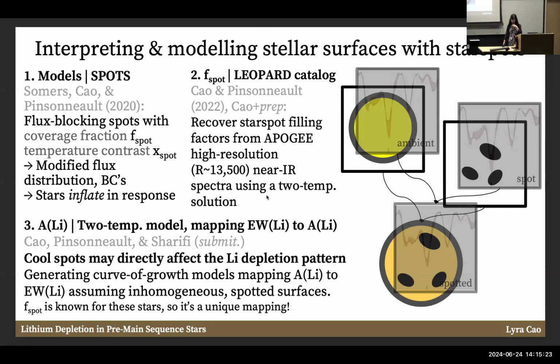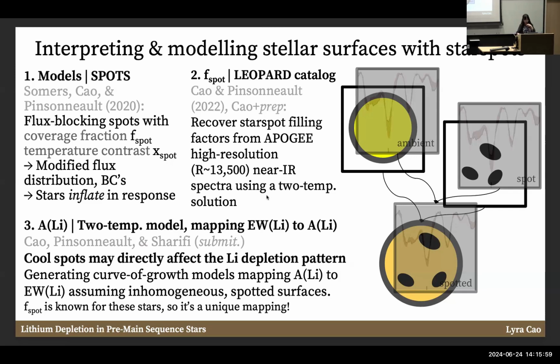So the first thing that we do is that we generate theoretical models that account for star spots. These are the SPOTS models, and these are public and available. These are models in which we assume that the surface boundary condition is modified by an inhomogeneous surface where you have spots covering some amount of it. And that inflates the star, and we also change the flux distribution on the outer layers, and therefore the star has a structural response to the fact that it has spots.